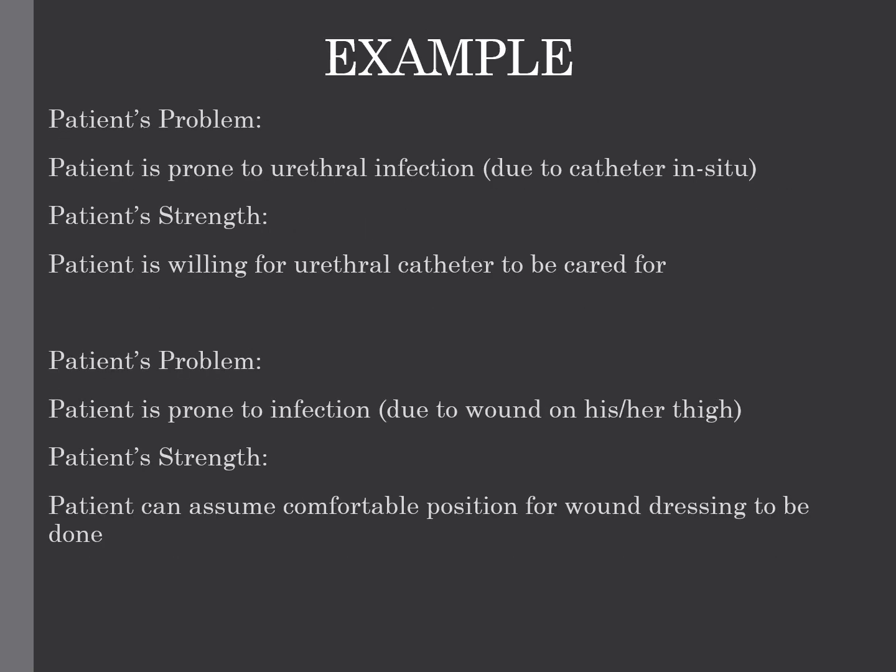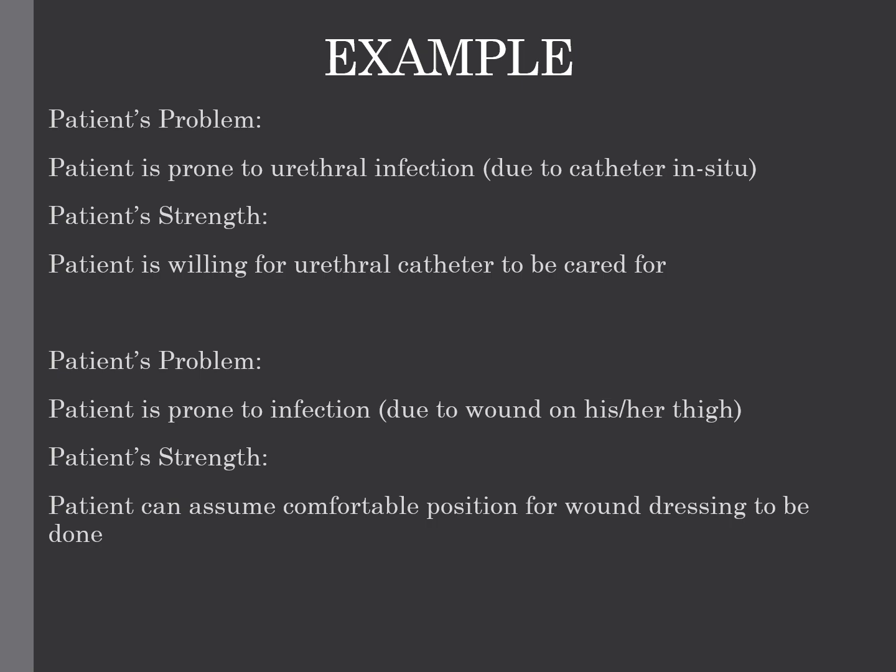All right, so let's take an example so that we know what we are doing. This is the real deal. You have your care plan sheet, the front page. You have patient problem. The patient you were assigned to has a urinary catheter in situ. So technically, you can easily get your patient problem: the patient is prone to urethral infection. This is specific because you are actually talking about the catheter, so you write due to catheter in situ, making it clearer for the examiner, right?